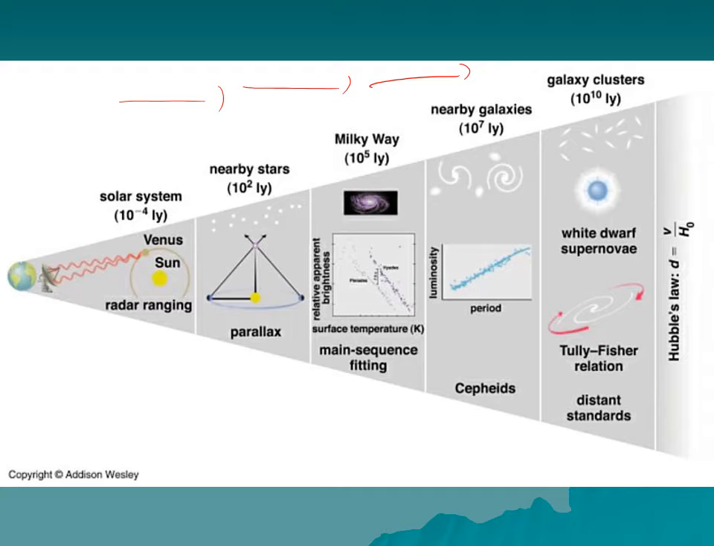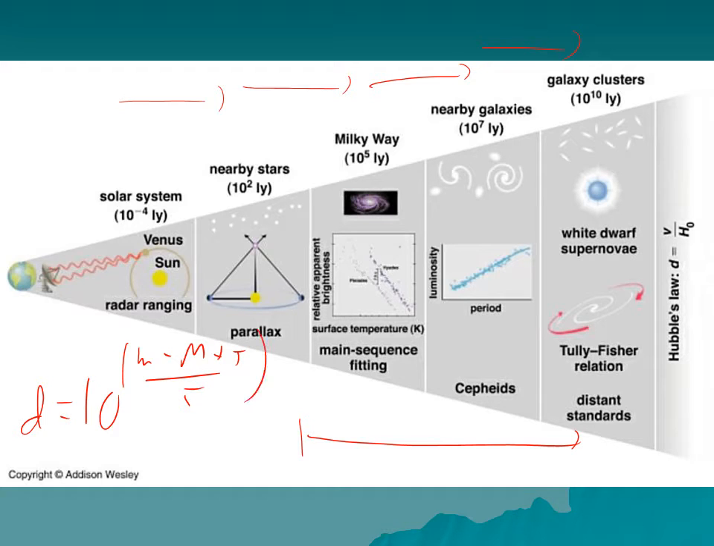That allows us to figure out about the Tully-Fisher relationship. That allows us to figure out distances even farther away, which allows us to figure out white dwarfs are all the same when they explode. Type 1A supernovae are all about the same brightness. And so again, everything from parallax onward is based on what we call standard candles. 10 raised to the m minus M plus 5 over 5, in magnitudes. And so we have to figure out the absolute magnitude.